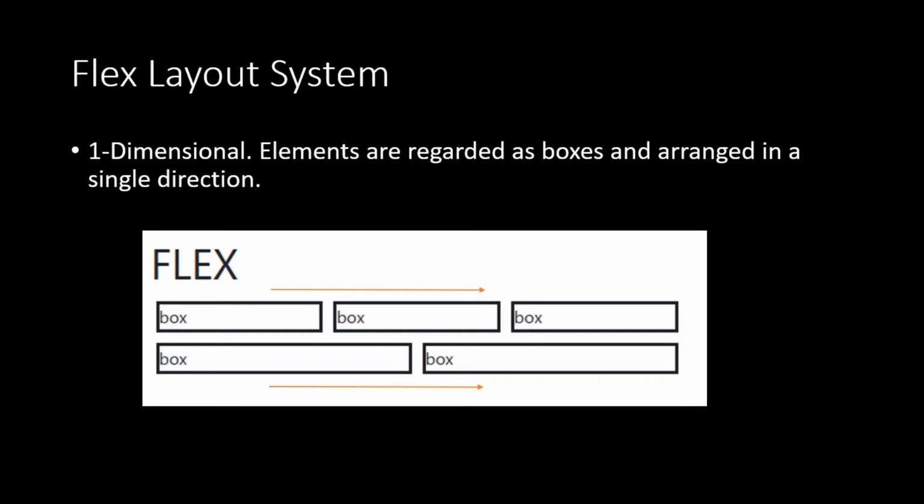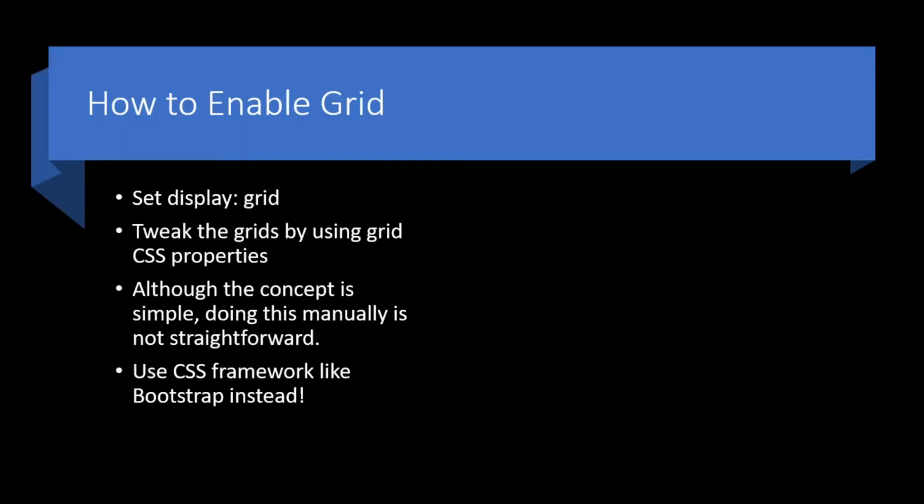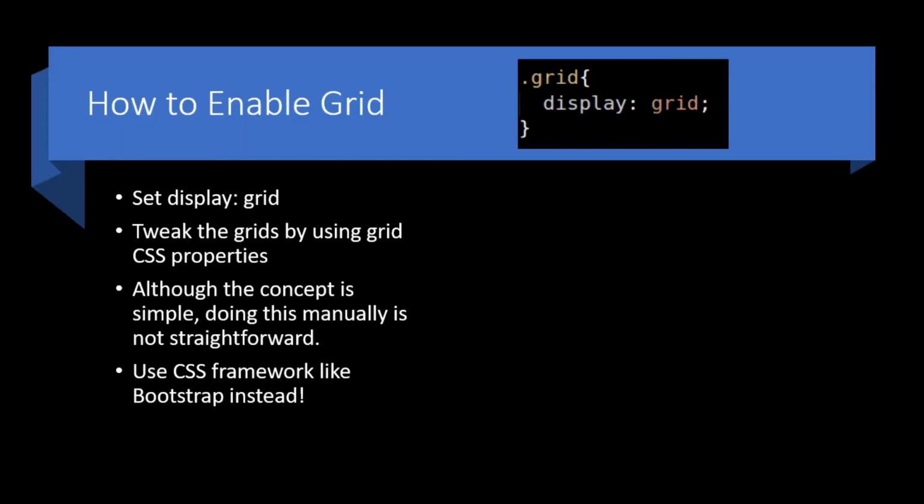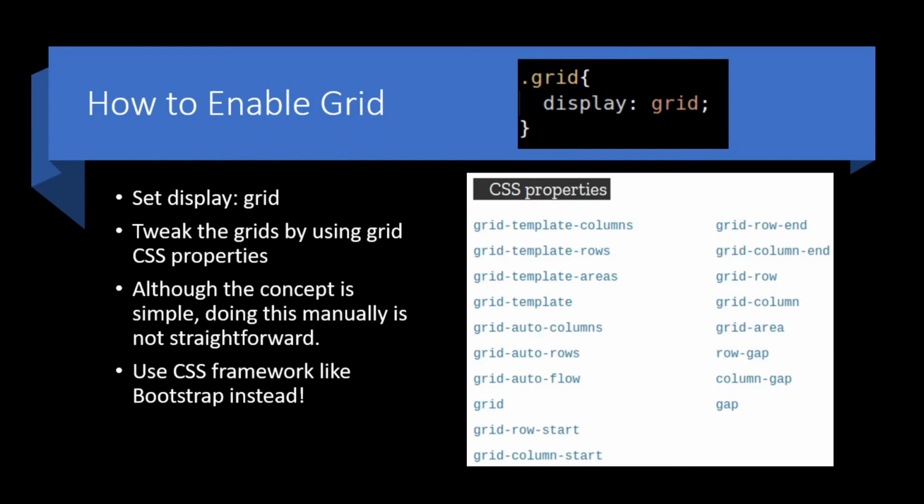Now here's a question. How do we change the default layout system to grid? To do that, we need to set the display property of an element to grid. But it's not that simple. We also need to tweak the corresponding grid CSS properties to make it work just like how we wanted it to be. Although the concept is simple, doing this manually is not as straightforward as you think. So I would suggest you to use a CSS framework like Bootstrap to construct a website, which is what we'll be learning in the next lesson.